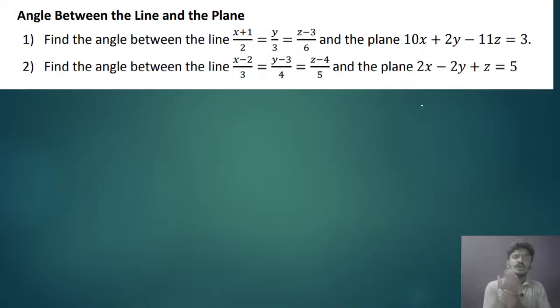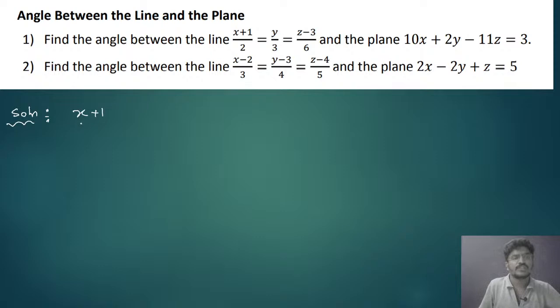We can go for angle between line and plane. Now we can go for angle between line and plane. Clear? So here, first we shall solve angle between line and plane.